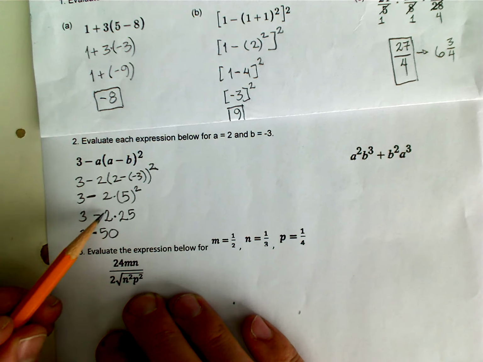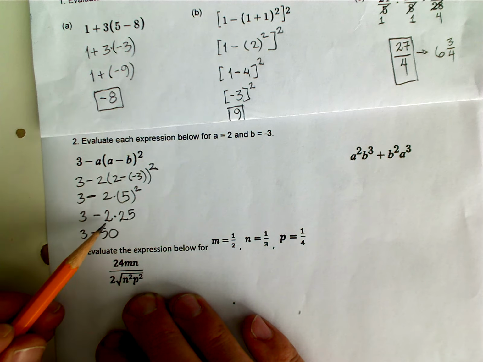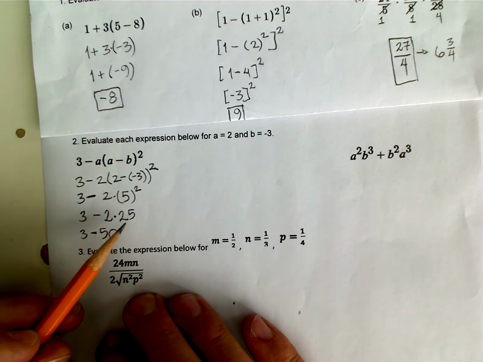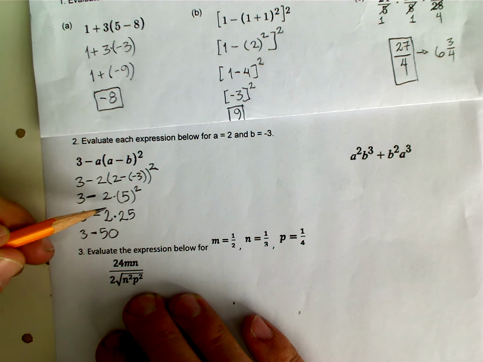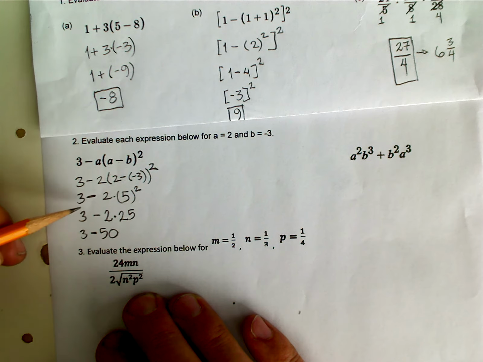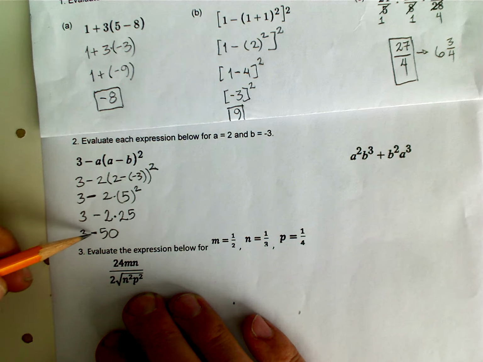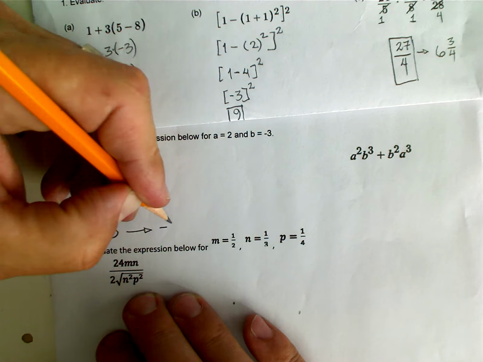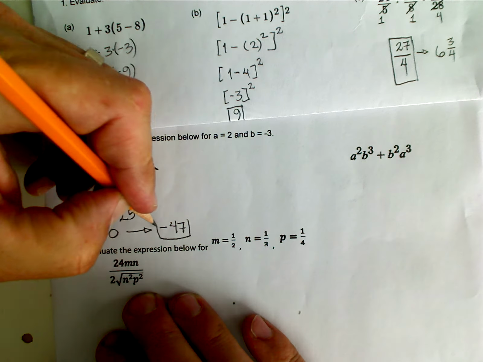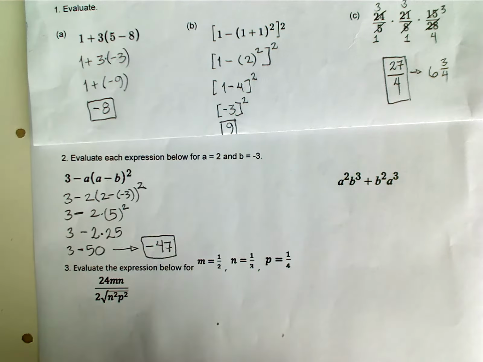It's a common mistake at this point. Students will often do the subtraction first and then the multiplication. That's not what we want here. If you wanted that to happen, then you would have to put parentheses or some kind of grouping around that subtraction problem. We don't have that here. So our final step, 3 minus 50, just gives us a -47, and that is our solution.